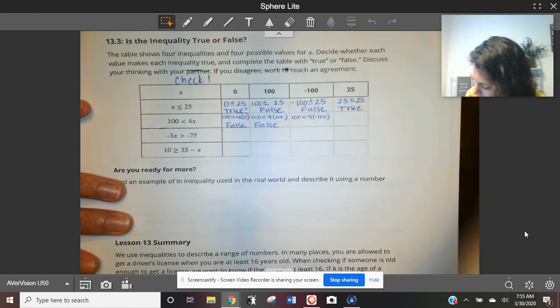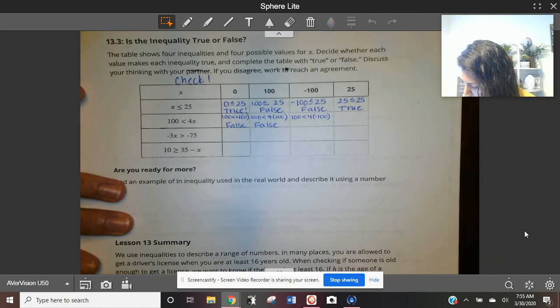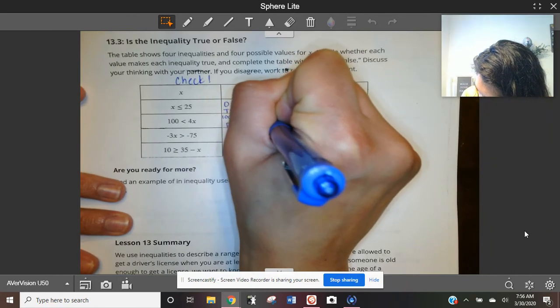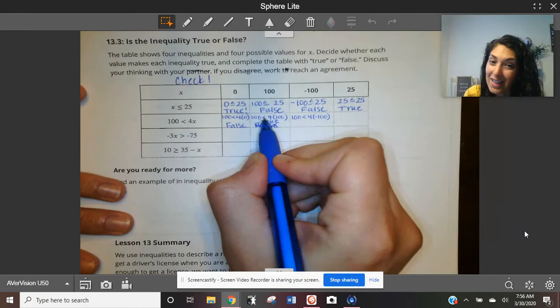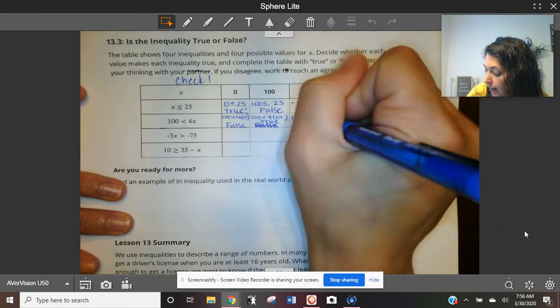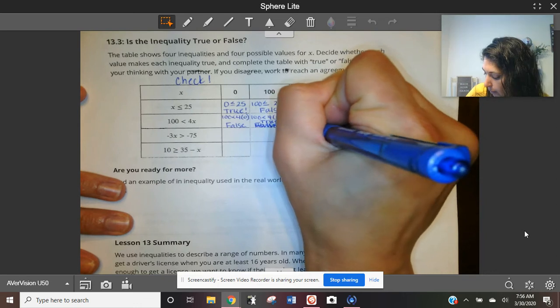Oh, wait. Did I do that one wrong? This one's true. Sorry, it's too early today. 100 is less than 400. Okay, so 100 is not less than negative 400, so that one's going to be false.